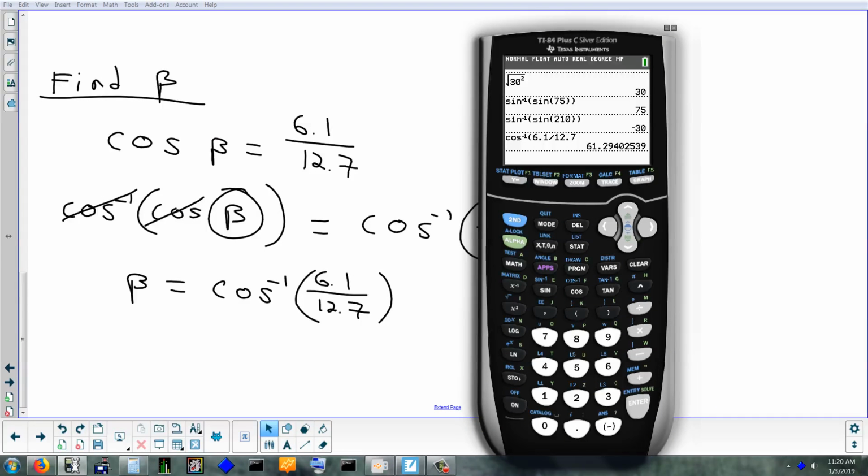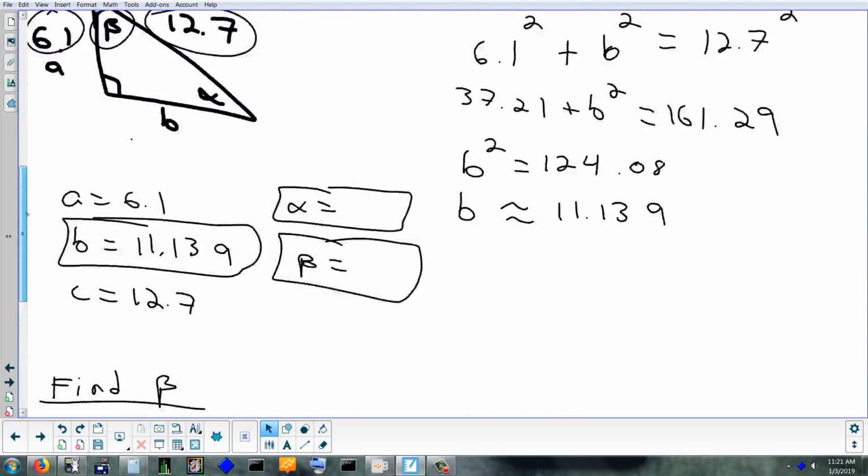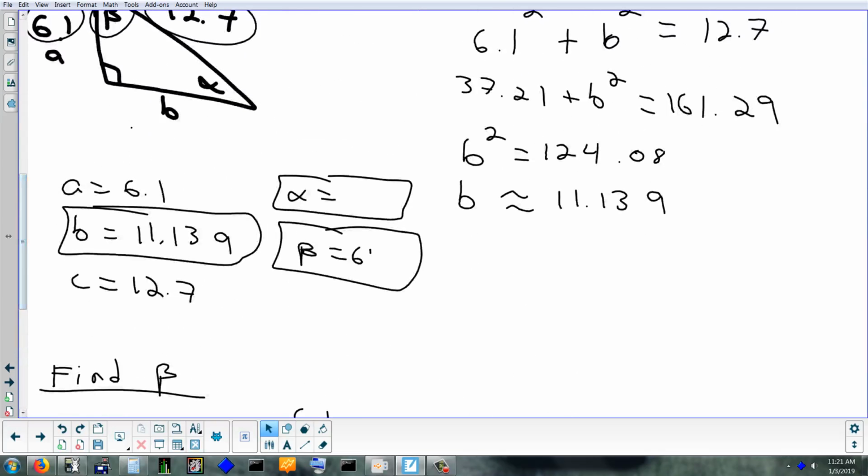I found an angle, and that's the key. Anytime you do inverse trig, you press an inverse trig function and you hit enter, the number you get on the screen is an angle. That's when you use inverse trig, when you need to find an angle. All right, so 61.294. Okay, so there's beta. Now, I could subtract that from 90 to get alpha, but we've already talked about why that's not a good idea.